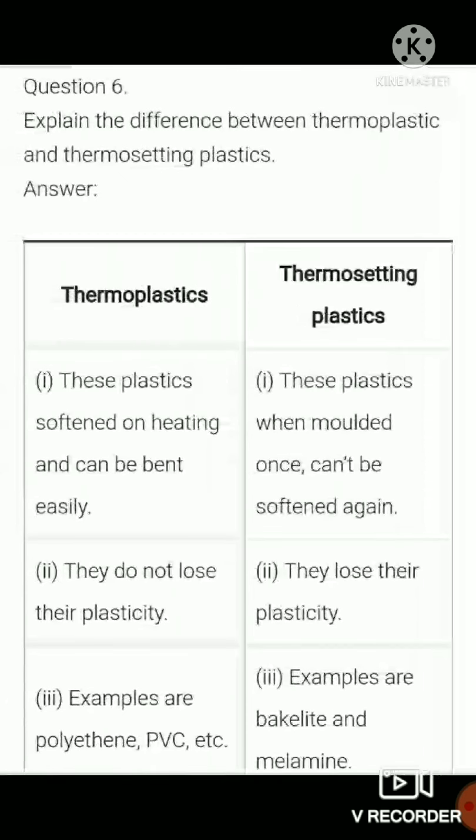Now question number 6. Explain the difference between thermoplastic and thermosetting plastics. So here you see the differences between both of them. Thermoplastics soften on heating and can be bent easily, and thermosetting plastics, when molded once, can't be softened again. Thermoplastics do not lose their plasticity, while thermosetting plastics lose their plasticity. Third, examples are polythene, PVC, and for thermosetting plastics, the examples are Bakelite and melamine.